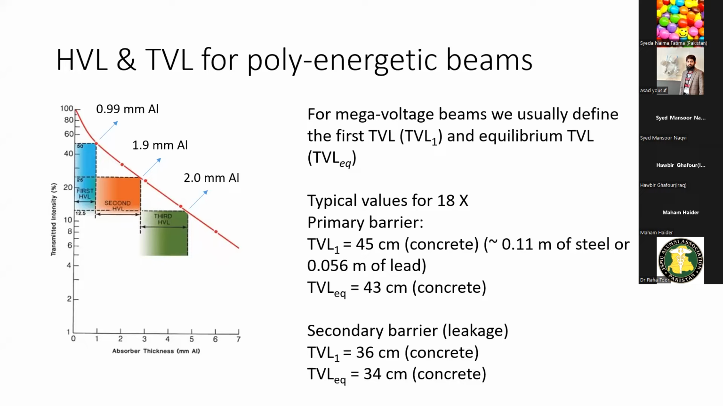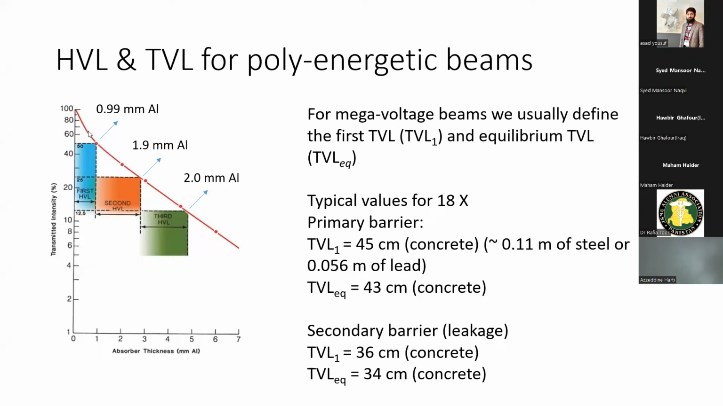The half value layer and the tenth value layer for a polyenergetic beam. This is the diagram which you can use to understand it. As the absorber thickness increases, the transmitted intensity decreases. So this is the 50% intensity decrease, which is considered the first half value layer, then the second half value layer, and the third half value layer.